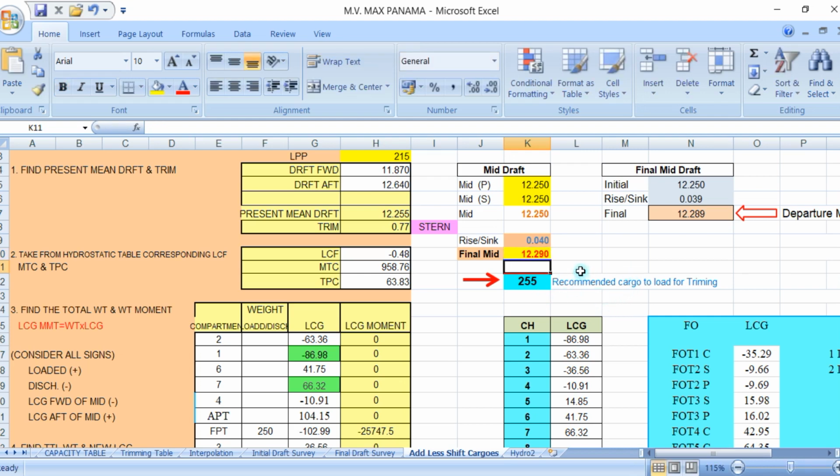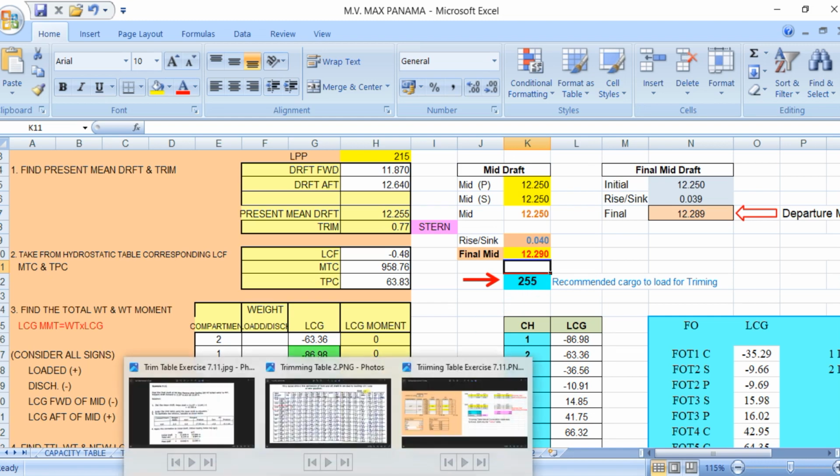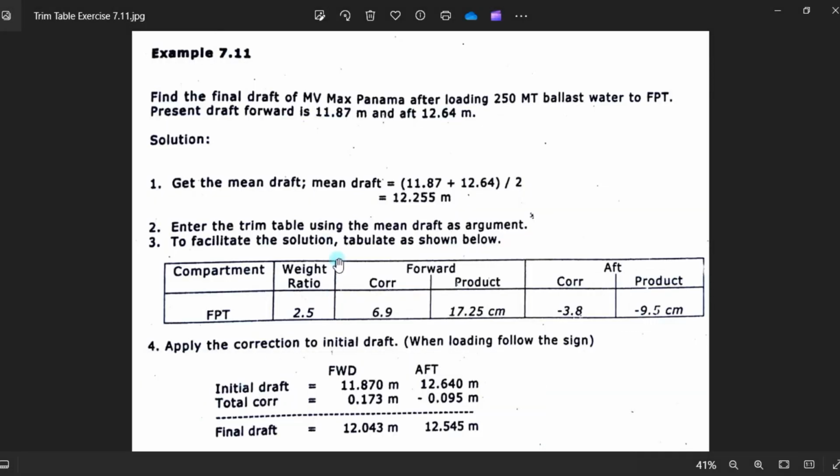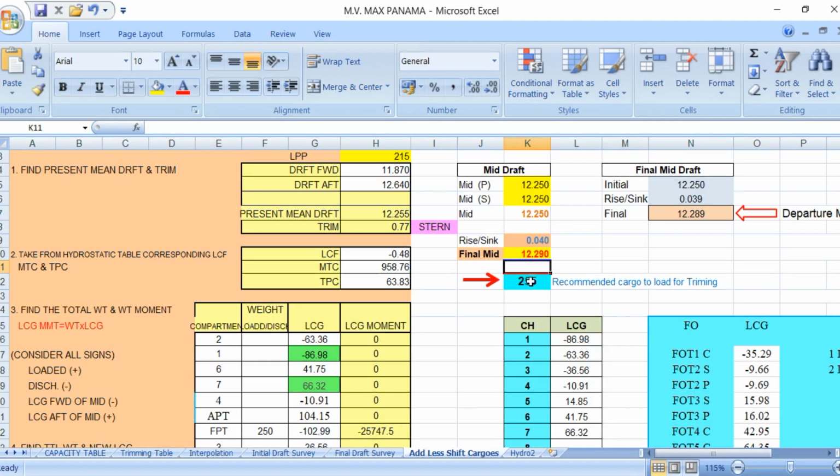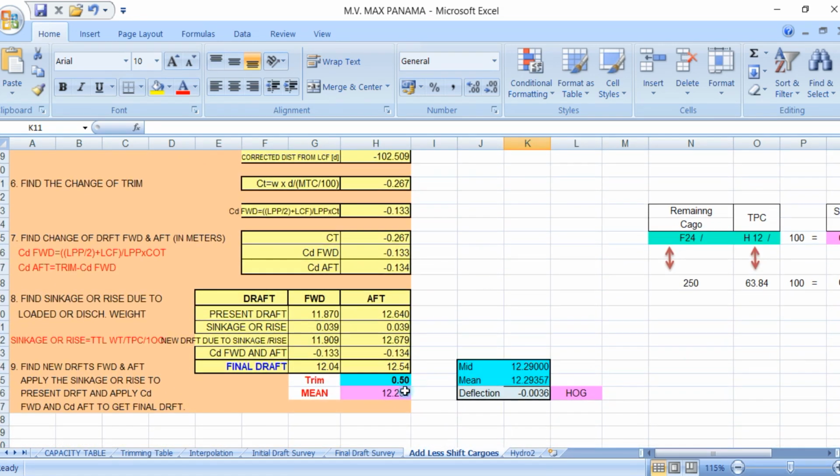So the recommended cargo you're going to load is 255. But the problem says you have to load only 250. But the program recommends 255. Anyway, we just follow what is said in the problem, which is 250. So when you load 250, you will get forward 12.04 and aft 12.54.